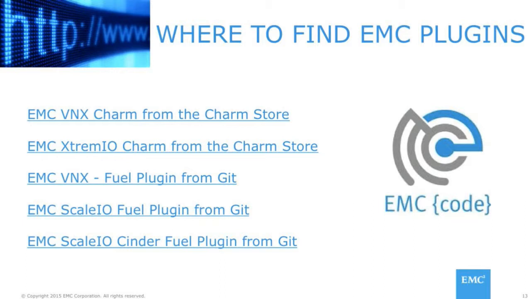So the EMC Code Initiative is basically a dedicated development team we have building open source integrations and open source projects. We've got an interesting repo up at emccode.github.io if you haven't taken a look at that as well. To find the charms and the fuel plugins today, again, you can look at Git. Right now, we're working with Mirantis to get them to certify those and put them actually kind of in their official fuel store. You won't find them there yet, but that is work in progress, I've been assured. And then we do have charms already up in the charm store from Canonical. You can search for XTREMIO or VNX and find those.